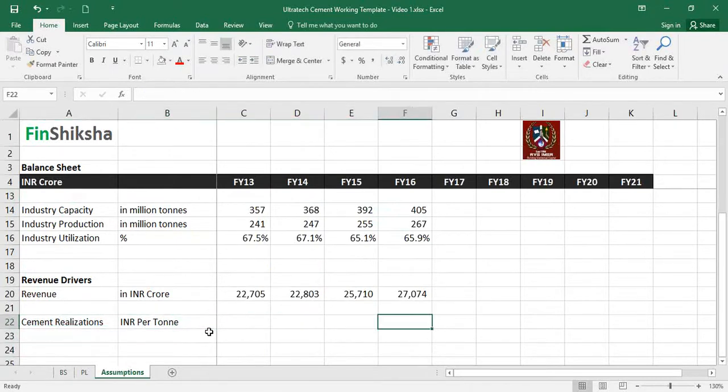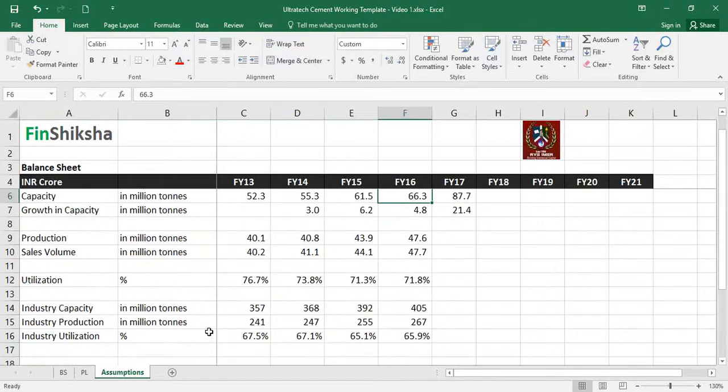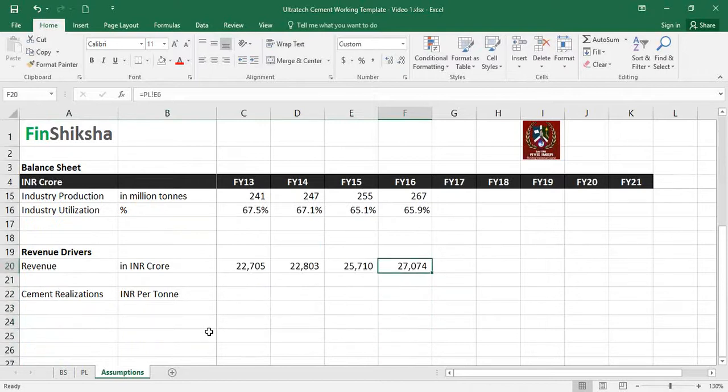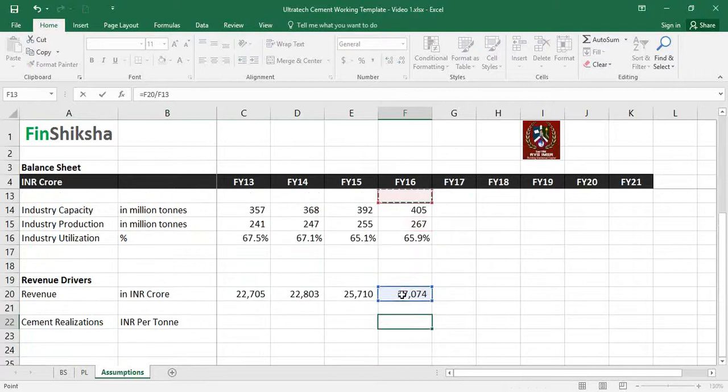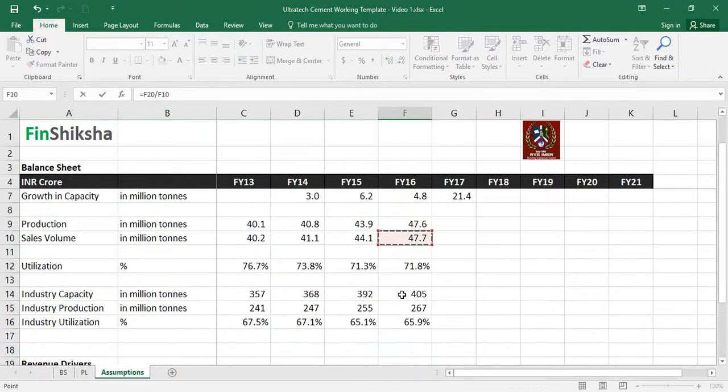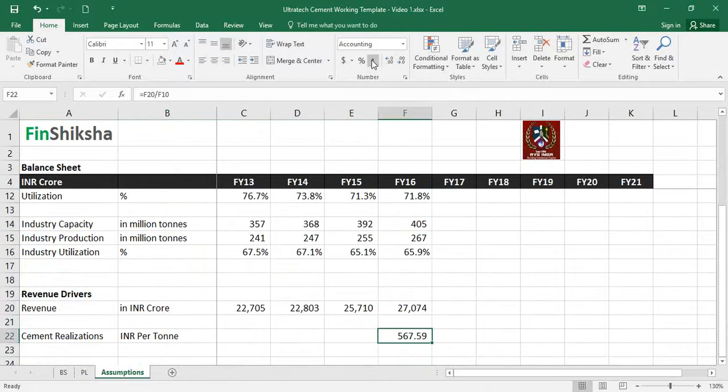When you try to calculate realizations on a per ton basis, remember this is in million tons and this is in crores. So crores getting converted to millions has to be done first. How do I do that? I will find cement realizations per ton by dividing revenue by cement sales. So where is the revenue? The revenue is here. I can take the revenue and divide it by the sales number, right?